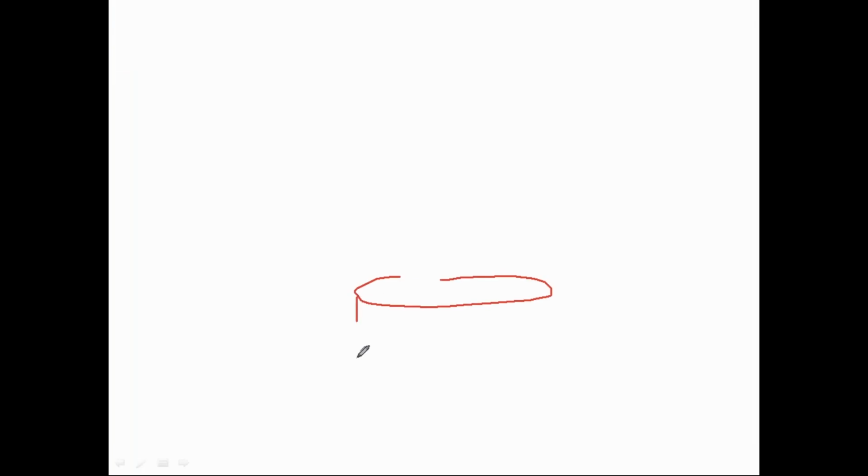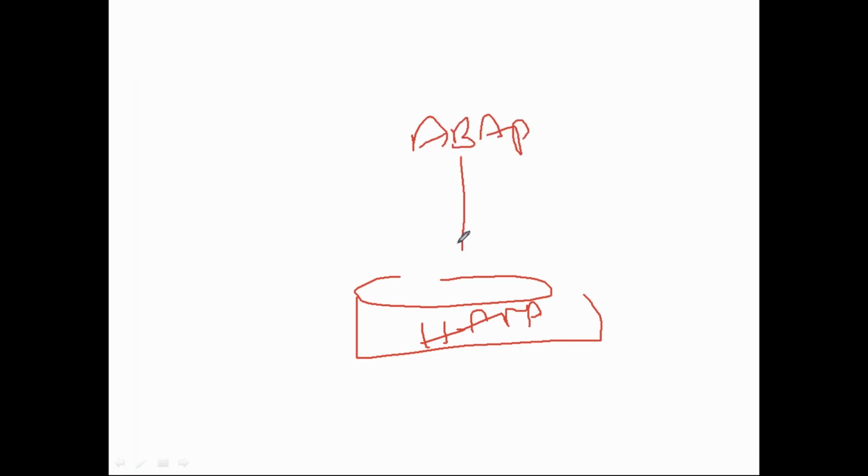Here this is HANA, and this is ABAP running on HANA. Now ABAP is optimized. That means your area is developed. You got the shopping malls, you got the hospitals, you got the schools.